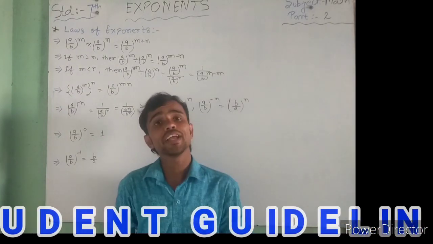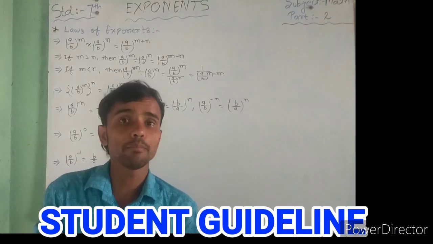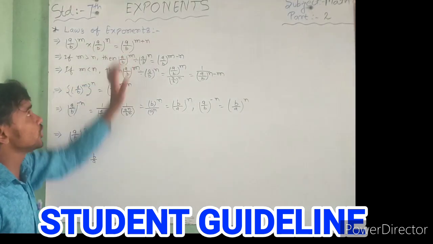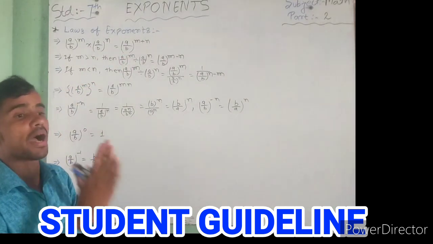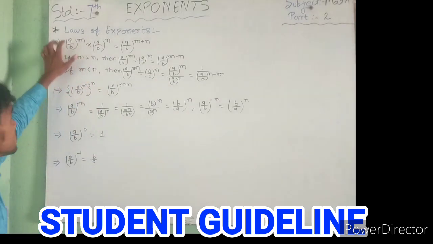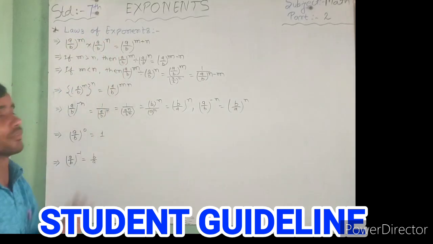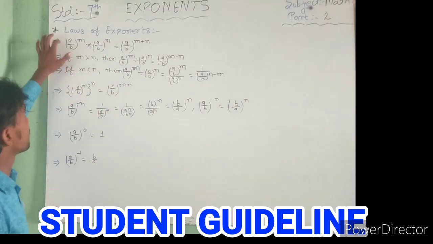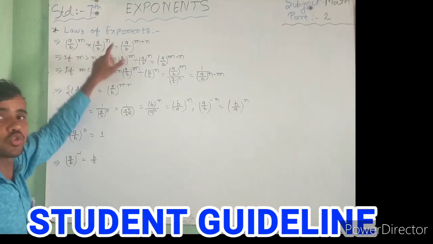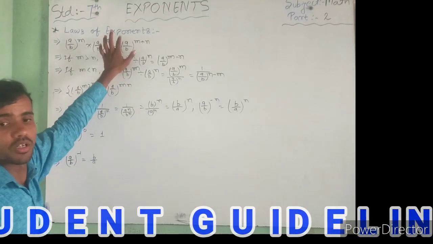So how to solve it? My dear students, if any question comes in that form, (a/b) to the power m and (a/b) to the power n, so how to solve? Firstly you keep a/b and add the powers. If both bases are the same, meaning numerator and denominator are the same, then you add the powers. So if the question comes in that form, (a/b)^m and (a/b)^n, you add both powers and write the result as the power.